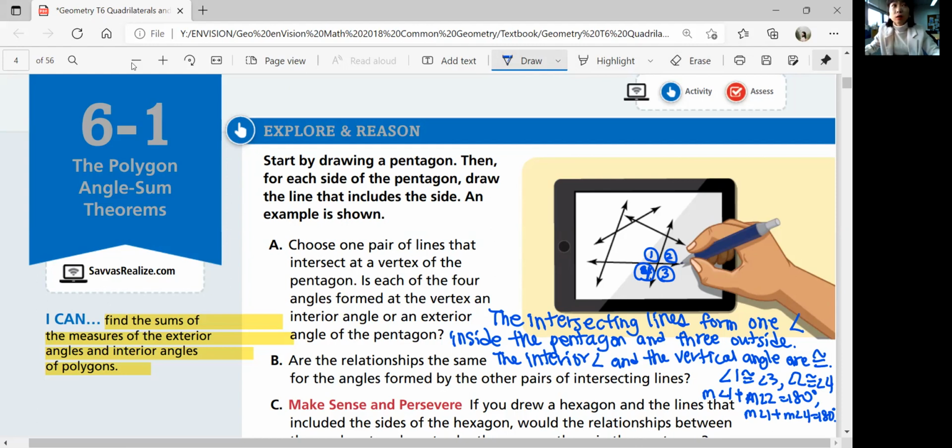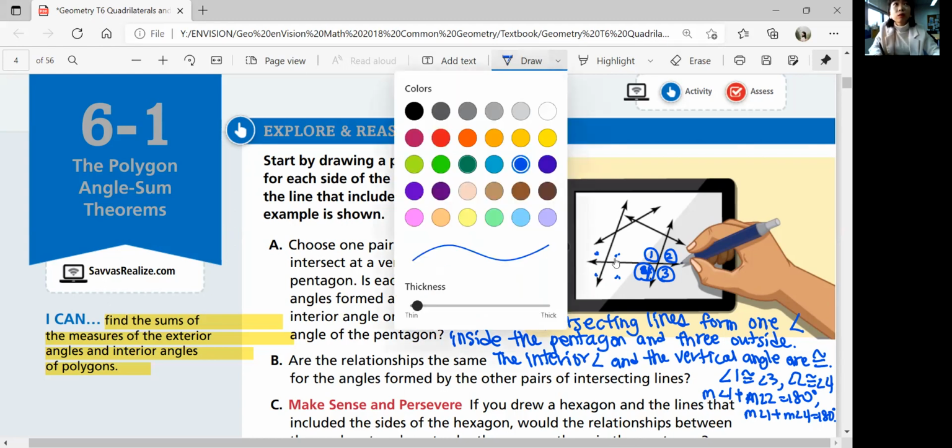Part B, are the relationships the same for the angles formed by the other pairs of intersecting lines? Would it be the same for the other vertices? Yes, so angle measures may vary, they could be different, but these two are vertical angles and these two are vertical angles, and these two form a linear pair. These two form a linear pair. So the relationship stays the same, right?